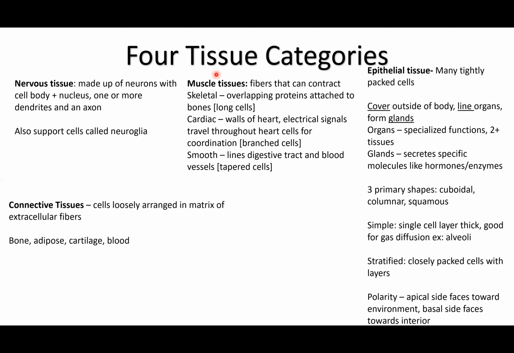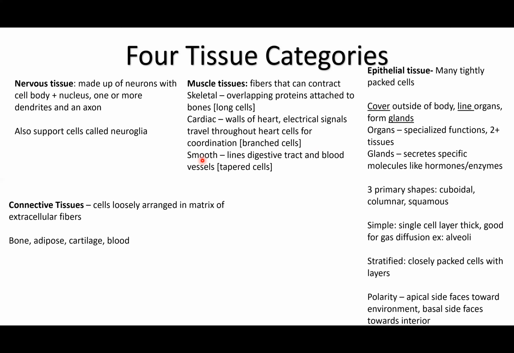Next, we talked about muscle tissues, which are fibers that can contract. We have skeletal muscles, which are where overlapping proteins are attached to bones, and these cells are long. Cardiac muscles comprise the walls of the heart, where electrical signals travel throughout those heart cells for coordination. So it's very important that the cardiac muscle all contracts and moves at the same time to maintain proper function and efficiency, and these cells are branched.